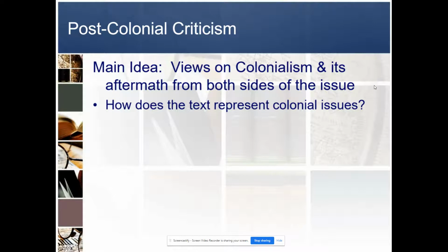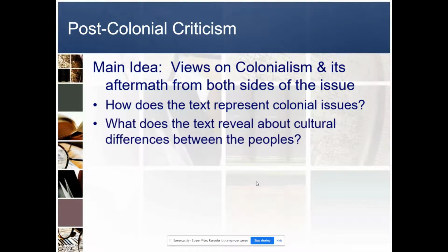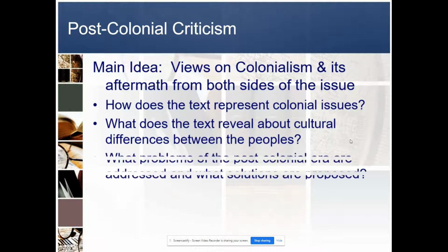So they will ask questions like, how does the text represent colonial issues? Is it directly taking place in a colonized area, or is it representing how colonialism affected the colonizing country? What does the text reveal about cultural differences between the people? How does it depict the colonizers? How does it depict the indigenous populations that were colonized? Is one reflected in a more positive light? Basically asking, whose side is it on?